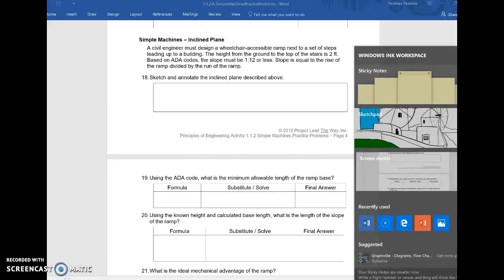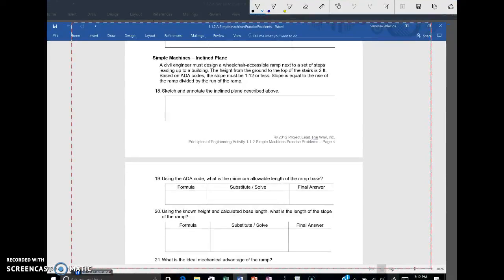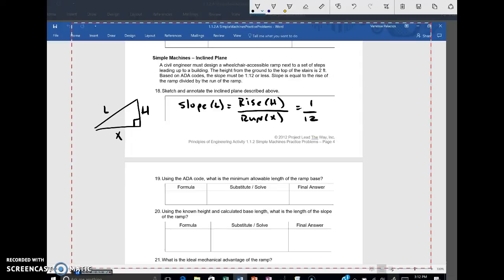Okay, this video is going to cover the problems that you were assigned for the inclined plane. So the sketch is going to look like this, right? So this is going to be our L, this is our H, and this is our X. All right, and then what it tells us is that the slope has to equal the rise, which is H, over the run, which is X, right? So we know this has to be 1 over 12.